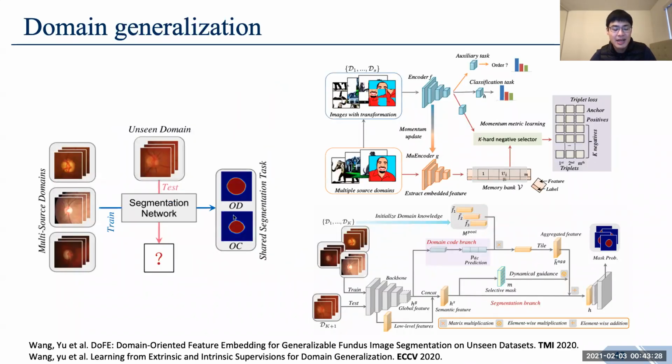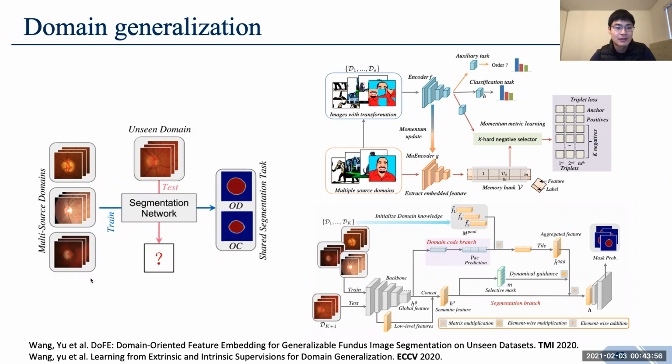And another very similar setting is domain generalization. Because in domain adaptation, we need the unlabeled target domain in the network training. But in some cases, it is impossible to get the unlabeled target domain, because we don't know what images this software or algorithm would handle. So in this case, we studied the domain generalization problem.